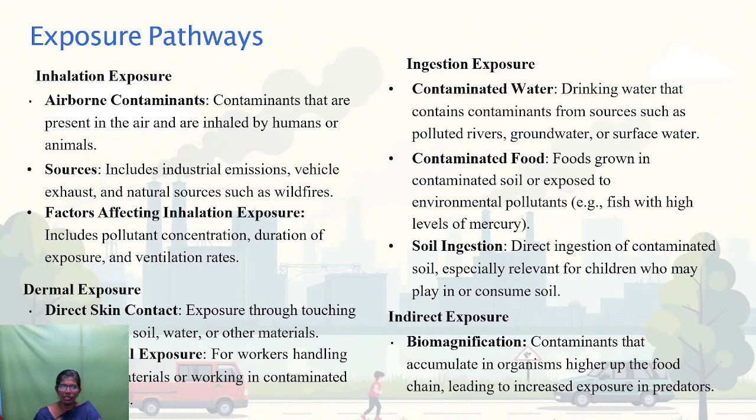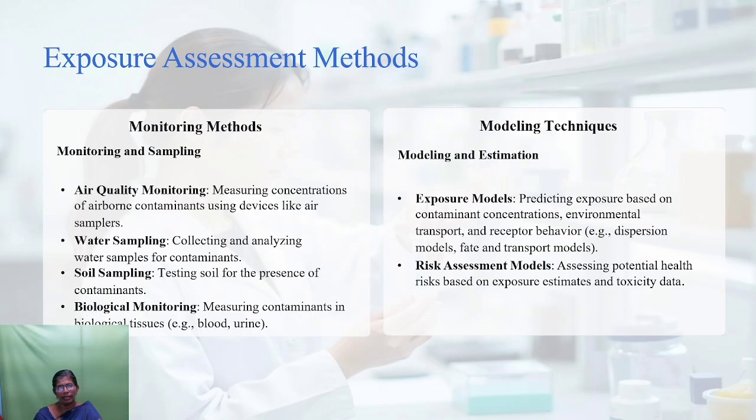Indirect exposure is through biomagnification. So the higher organisms, when they eat through the food chain, it will reach the predators, and the concentration will be increasing. Exposure assessment methods. So we have to assess these things, and there are some methods to assess this exposure. So first is monitoring methods, then next is modeling techniques.